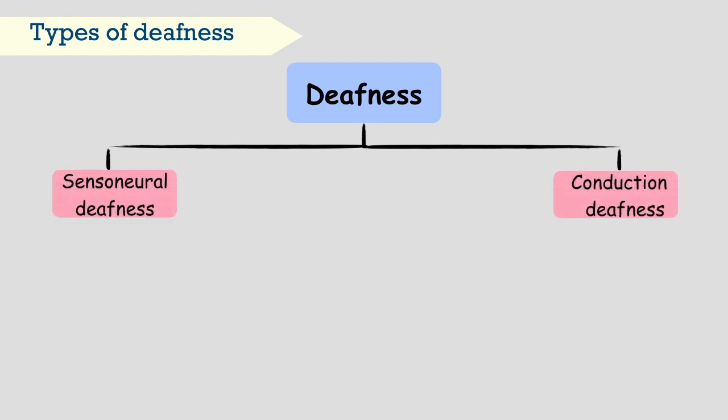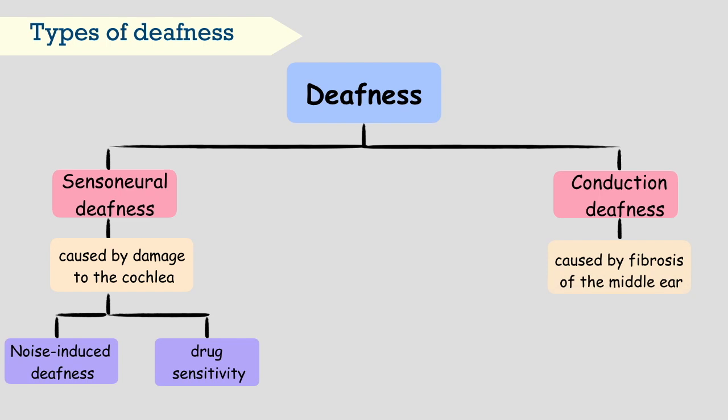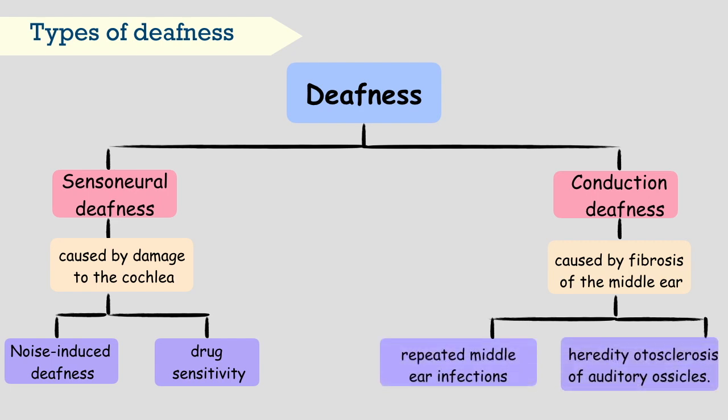Deafness can be divided into 2 types. Sensorineural deafness, which is caused by damage of the cochlea due to noise-induced deafness and drug sensitivity. The second type is conduction deafness, which is caused by fibrosis of the middle ear due to repeated middle ear infections or hereditary otosclerosis of auditory ossicles.